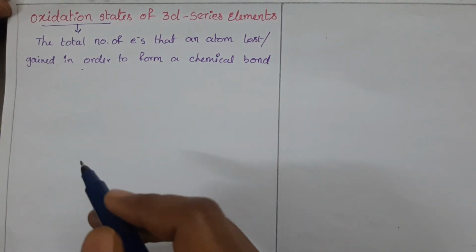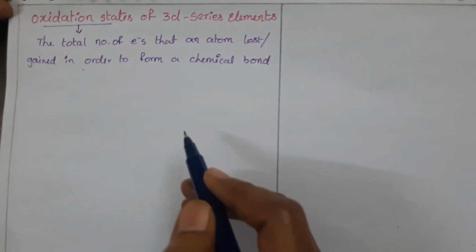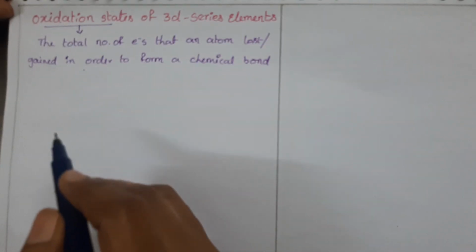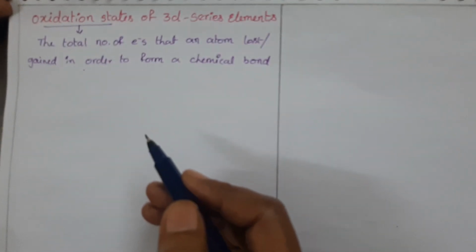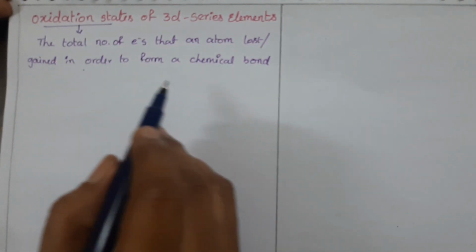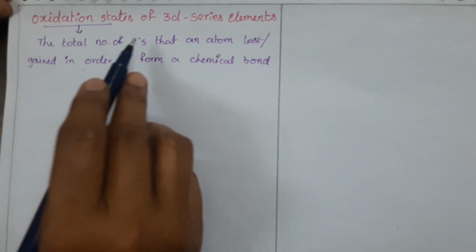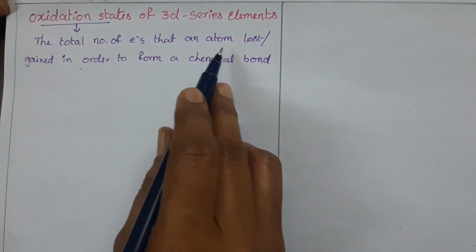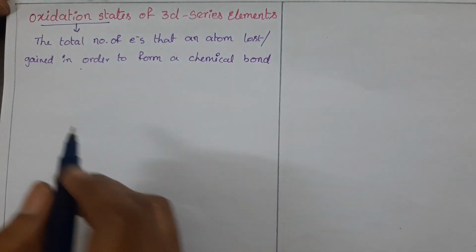That means an atom can form a bond by the loss of electrons or by the gain of electrons. So how many electrons it lost or how many electrons it gained, that number is called the oxidation number or oxidation state of that particular atom. So oxidation state is the total number of electrons that an atom lost or gained in order to form a chemical bond.